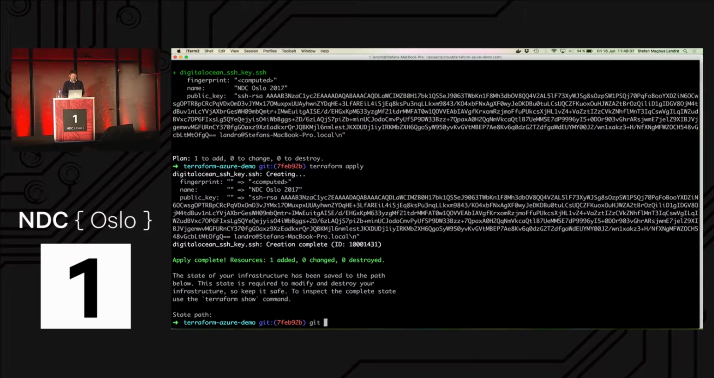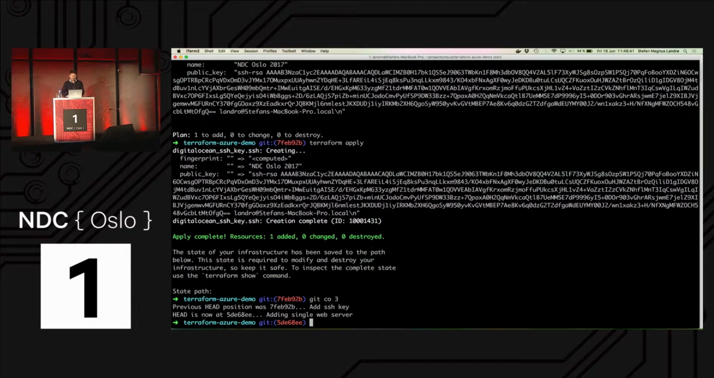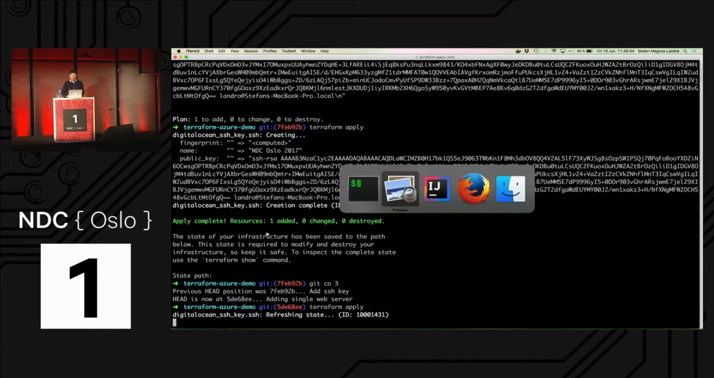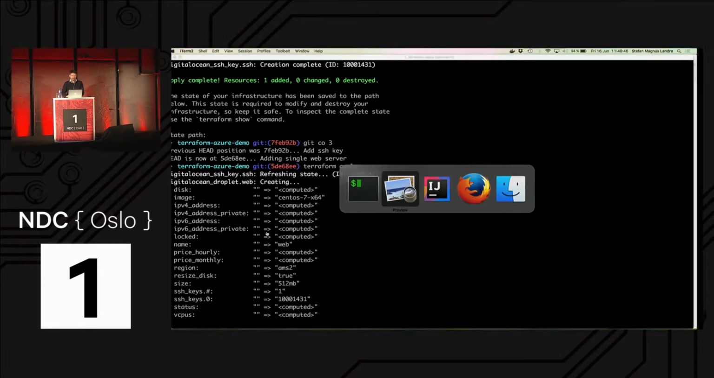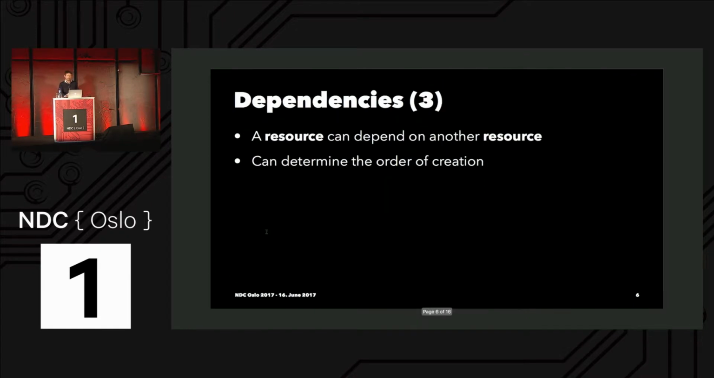I'll quickly kick off a Terraform apply in the background because this is a live demo and things take time to provision sometimes. Okay, so dependencies in Terraform. You can define dependencies between resources in Terraform. And a resource can therefore depend on another resource, and that will also determine the order of creation. So if a resource depends on another resource, one of them will be created before the other one.